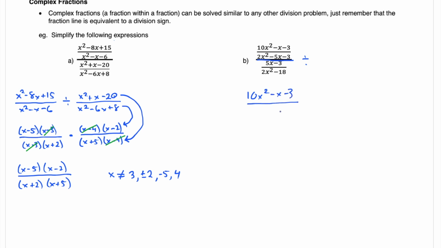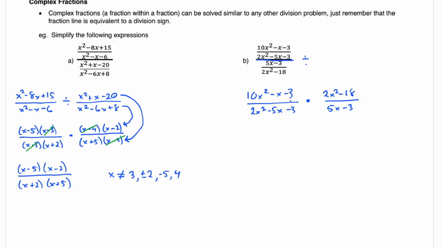So 10x squared minus x minus 3, all over top of 2x squared minus 5x minus 3. Now I'm going to change this to a multiplication, so that means I'm going to take the reciprocal of this, and so then that 2x squared minus 18 is in the numerator, and then the 5x minus 3 will be in my denominator. And so you can do that in one step. You can also just write it out with the division. You'll have those two flipped around, and then you can change it to a multiplication in the second step.